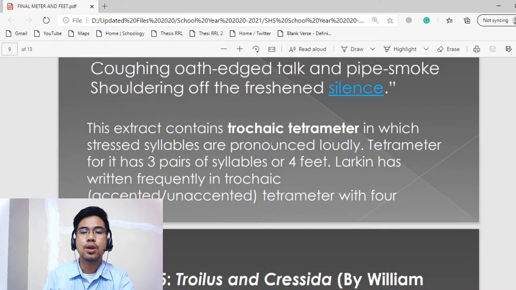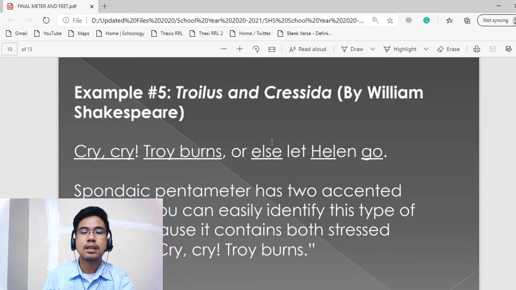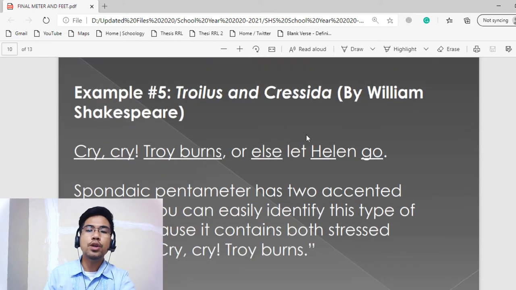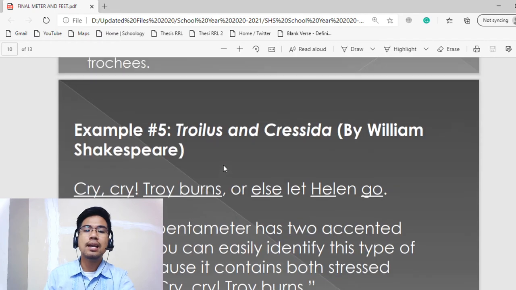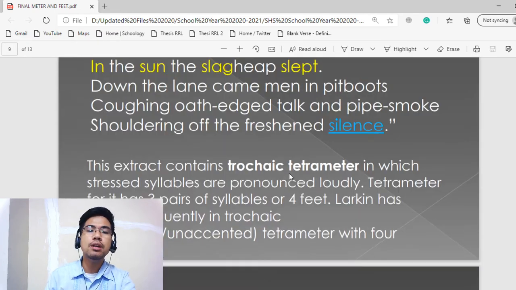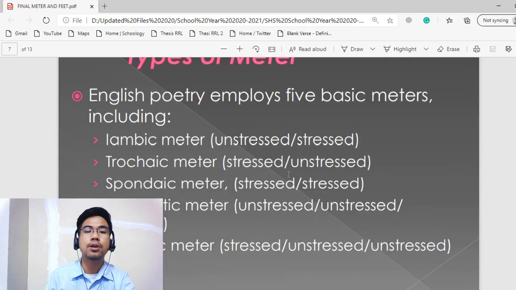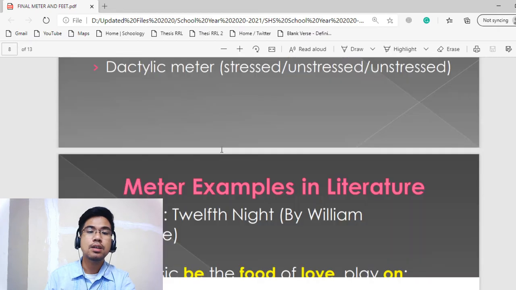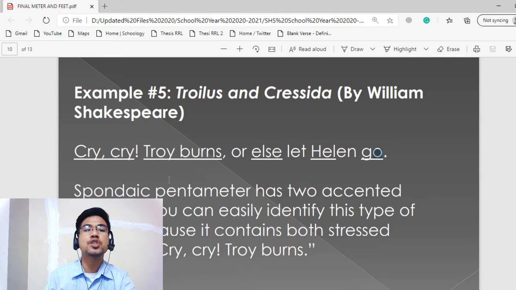Let's now proceed to the third example. That's example number 3, okay? This is Troilus and Cressida by William Shakespeare. Only a line, okay? Cry, cry, Troy burns, or else let Helen go. So, if we are going to have this particular line here, the underlined syllables and words signify stressed marks. What is the meter which employs a stressed, stressed pattern? It is a spondaic meter. Clear? It is spondaic meter. So this line is spondaic.